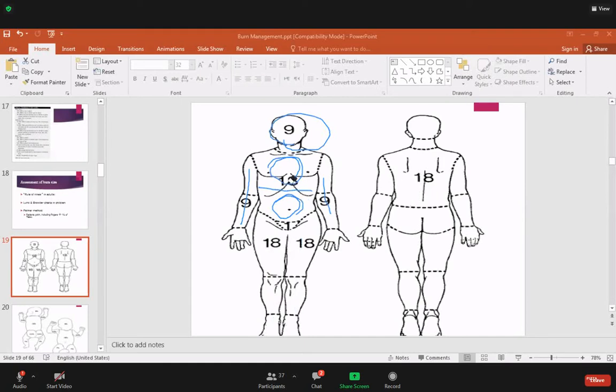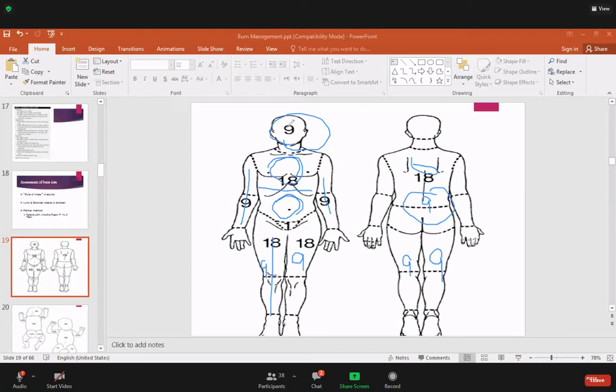When we see the posterior side, now the front of the chest was 9, the back of the chest is also 9. The front of the abdomen is 9, the back of the abdomen is also 9. The front of the right leg is 9, the posterior part of the leg is also 9. The front of the left leg is 9. The posterior aspect is also 9.